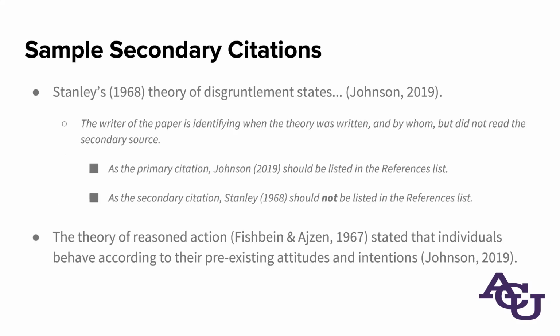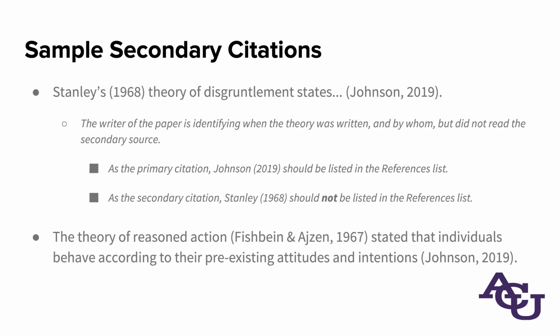So, for example, if you're describing a theory, you might have something like, oh, Stanley's 1968 theory of disgruntlement states, blah. Now, it's not that you have to include that date there, but if you don't, then your reader has no idea how old this theory is. And so if you're making a case that it is a theory that's been used for a while, then having that date showing, oh, this is from 1968, might be helpful evidence in your argument.